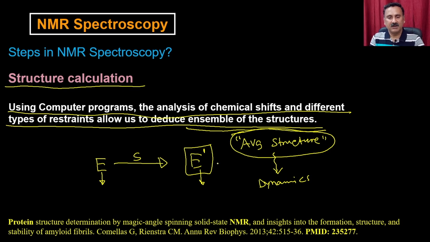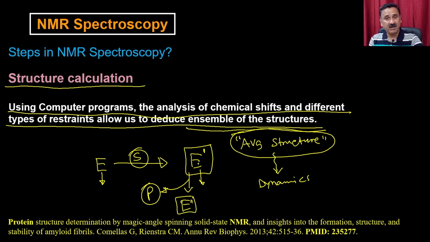Similarly, E prime probably can go back to E, or it can go to E double prime, when the product is going to be released. So NMR is a very, very robust technique to study all these events, where you can see the conformational changes in the enzyme structures when the substrate is binding, and you can also see the changes when the product is getting released. Either it is going to adopt the original conformation, or it can adopt another conformation as well.